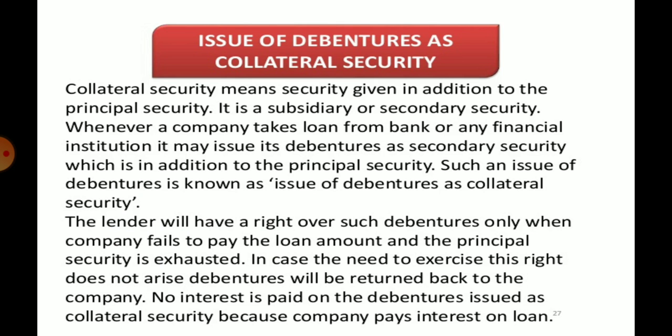Issue of debenture as a collateral security. Collateral security means it is an addition to the principal security. It is a subsidiary or secondary security. Whenever the company takes a loan from a bank or any financial institution, it may issue a debenture as a secondary security, which is in addition to the principal security. Such an issue of debenture is known as issue of debenture as a collateral security. The lender will have a right over the debenture only when the company fails to pay the loan amount and the principal security is exhausted. If the need to exercise this right does not arise, the debenture will be returned to the company. No interest is paid on debenture issued as collateral because the company pays interest on the loan.